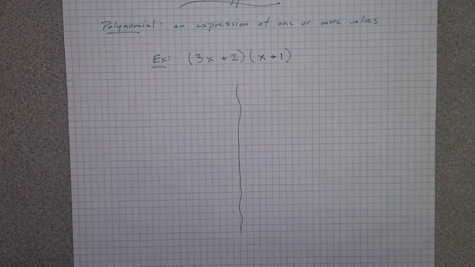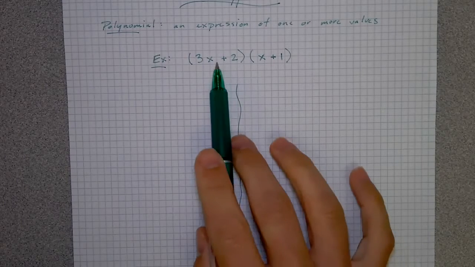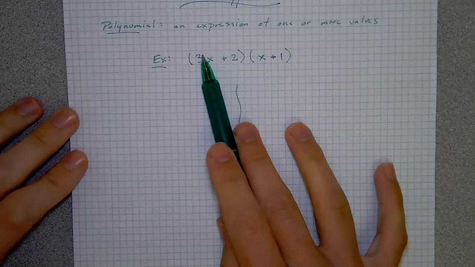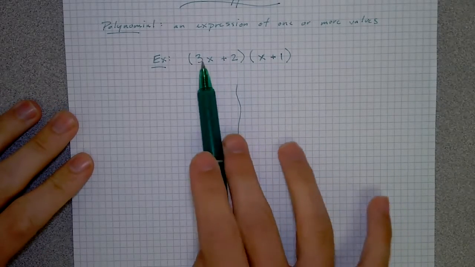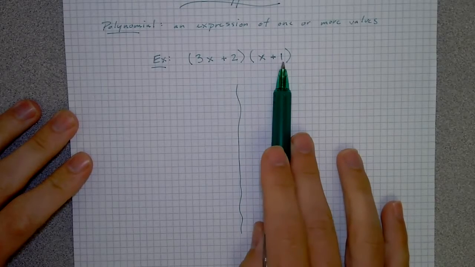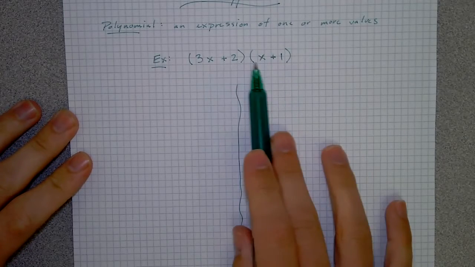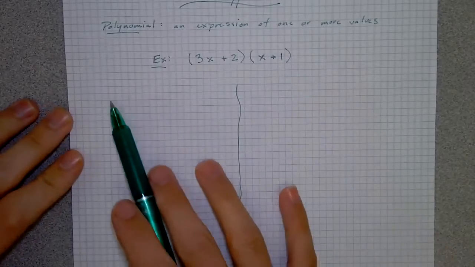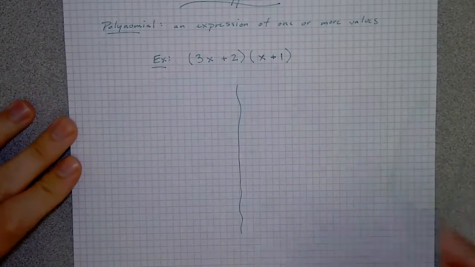So if we have 3x plus 2 times x plus 1, whenever we want to multiply these together, essentially each one of these terms needs to be multiplied by each one of these terms. Okay, it's not just the 3x and the x being multiplied and the 2 by the 1. Okay, that would be an incorrect way to do that. We want to multiply everything by everything.